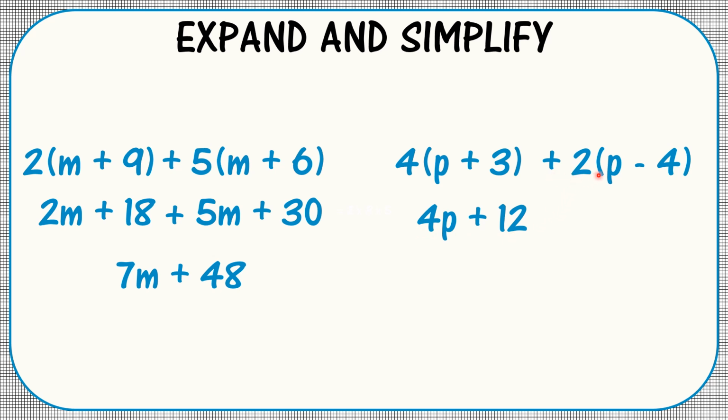Here you have 2 multiplied by p, which equals 2p. And you have 2 multiplied by minus 4. So a positive multiplied by a negative gives us a negative. So 2 multiplied by minus 4 gives us minus 8. Here again we will collect like terms. You have 4p plus 2p, which equals 6p. And you have 12 minus 8. So the final answer will be 6p plus 4.